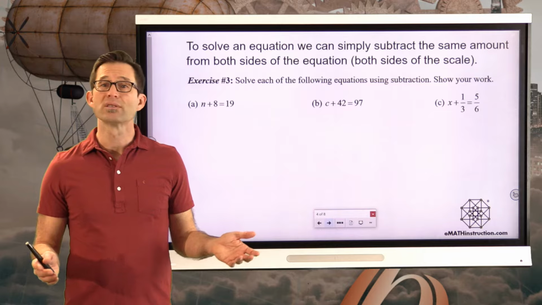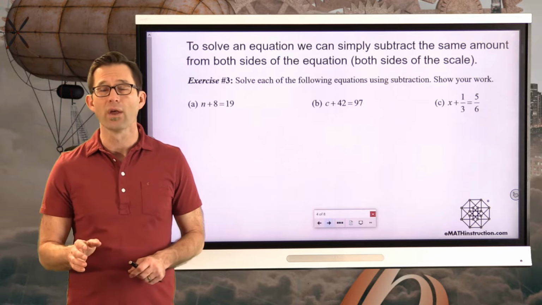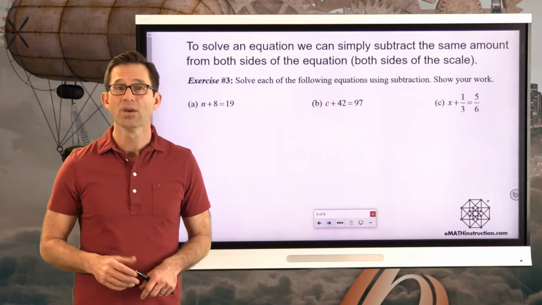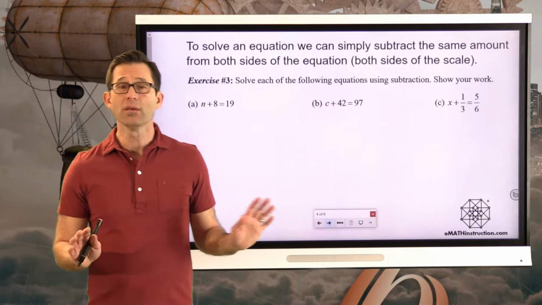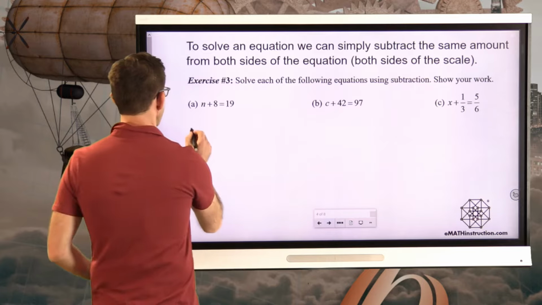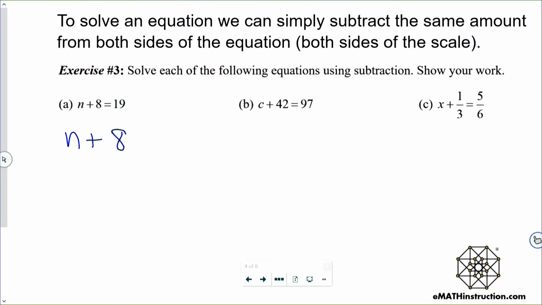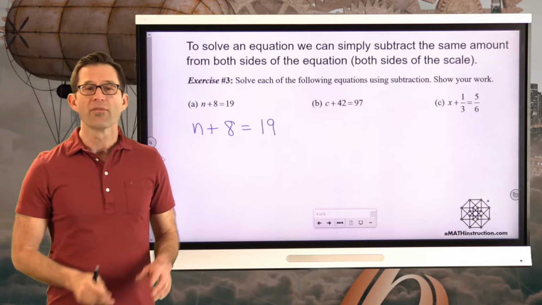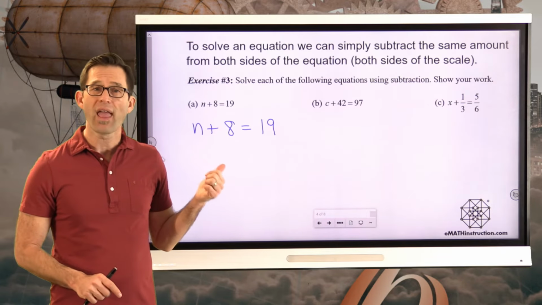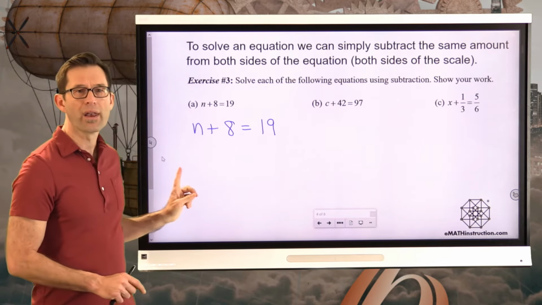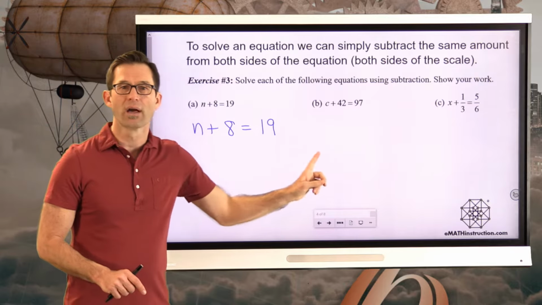So to solve an equation, we can simply subtract the same amount from both sides, assuming something's been added to x. So let's look at exercise number 3. Solve each of the following equations using subtraction. Show your work. All right, great. This is the easiest thing on earth. I'm going to rewrite the equation right here just so it's a little bit bigger. N plus 8 is equal to 19. Now again, think about that scale. I've got n and another 8 blocks equal to 19 blocks, so I've had 8 added to n. Now I could rewrite it as n plus 8 minus 8 equals 19 minus 8.